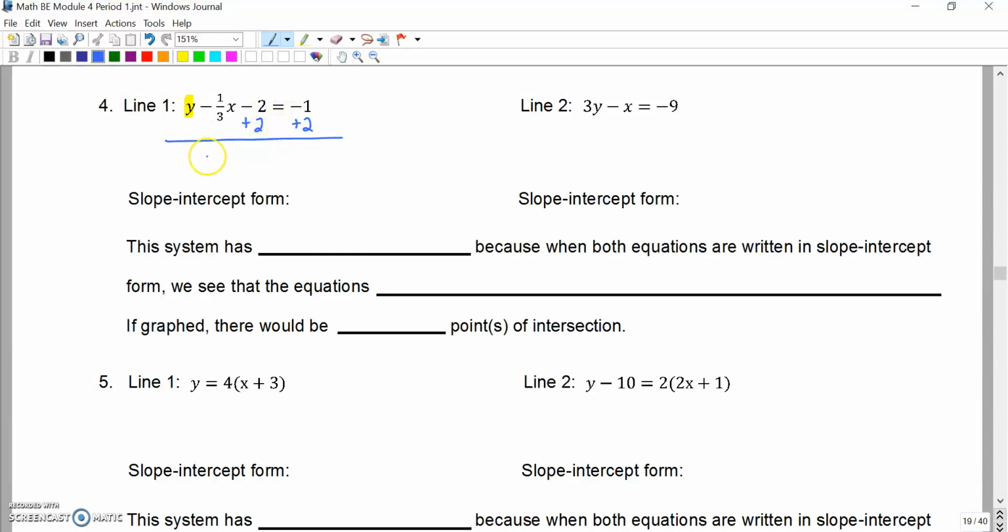My like terms, I have y minus 1/3 x equals negative 1 plus 2 is 1. And then I'm going to move the negative 1/3 x by adding 1/3 x to both sides. And I get y equals 1/3 x plus 1. So that's my slope-intercept form. Then we'll go to line 2. We'll move the x term because I can tell that I'm going to need to divide, but I always do that last. So I'm going to add the x term.